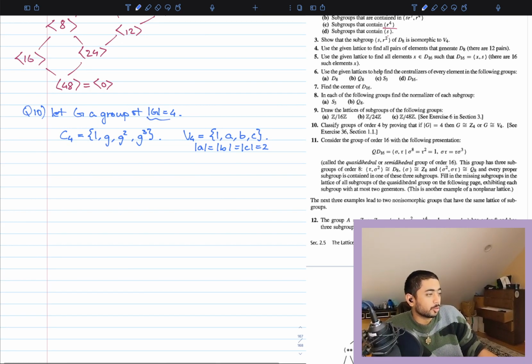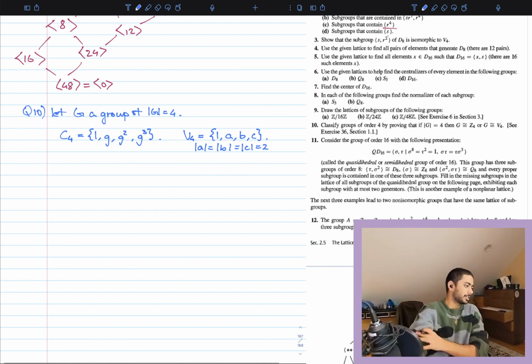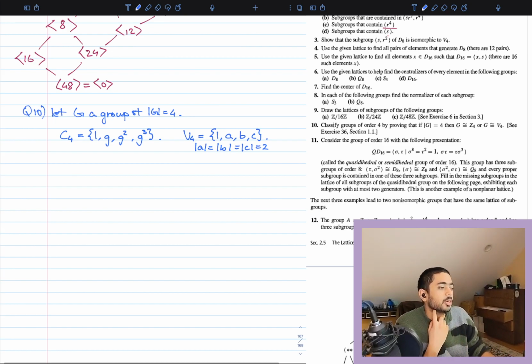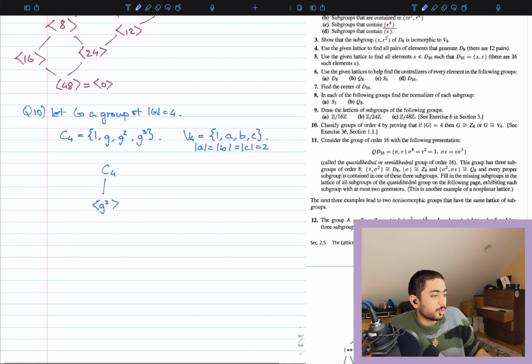We want to show that if a group itself has order 4, then it has to be isomorphic to one of these two. And given that this is a question in the section on subgroup lattices, I'm guessing that's what we're going to have to do. So if we take a look at the subgroup lattice of C4, on top we've got C4, but in between that we've got the group generated by the element G squared, which has just got 1 and G squared. So this is a 2-element group living inside of C4. And then we've got the trivial group way down below. So this is the lattice structure for the subgroups of C4.